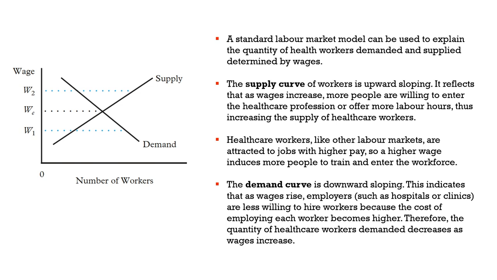Now, the demand curve here is downward sloping in much the same way as we have seen the demand curve for general goods and services. This indicates that when wages rise, the employers are less willing to hire workers because the cost of employing each worker becomes very high. So, the quantity of healthcare workers demanded decreases as wages increase. This is how we have understood the standard labor market model in economics, and also the standard demand and supply of goods and services.